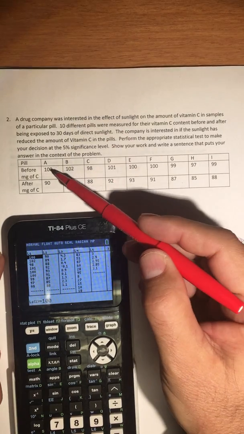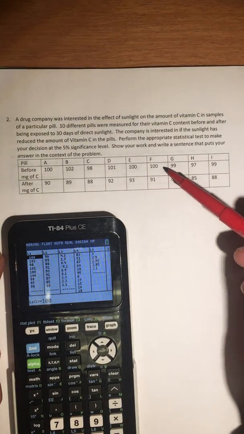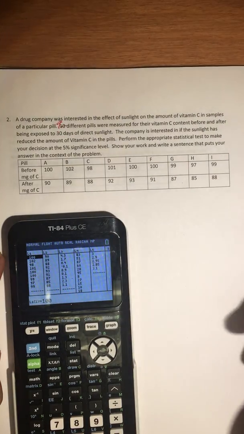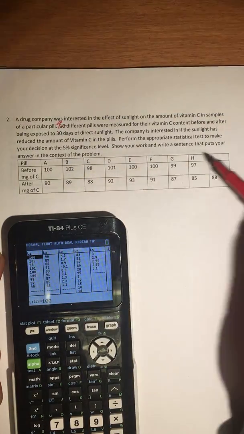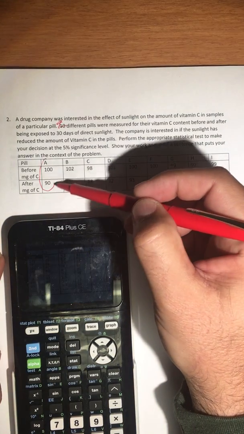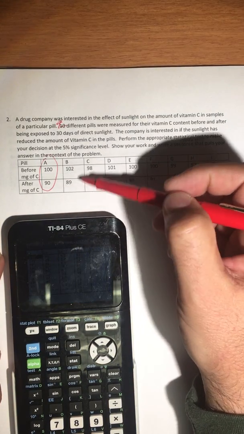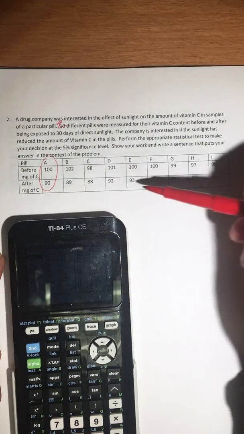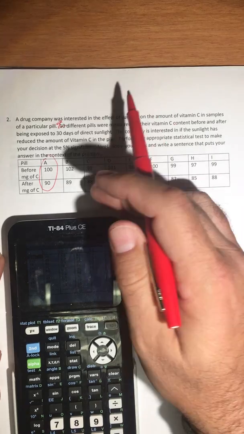It says 10 different pills, but there's 1, 2, 3, 4, 5, 6, 7, 8, 9. There's really only 9 different pills. Okay, so we've got these 2 different samples, but they're not actually 2 separate independent samples, right? This is pill A before and after, pill B before and after. So this is not a 2-sample test. This one is a 1-sample test on the differences.